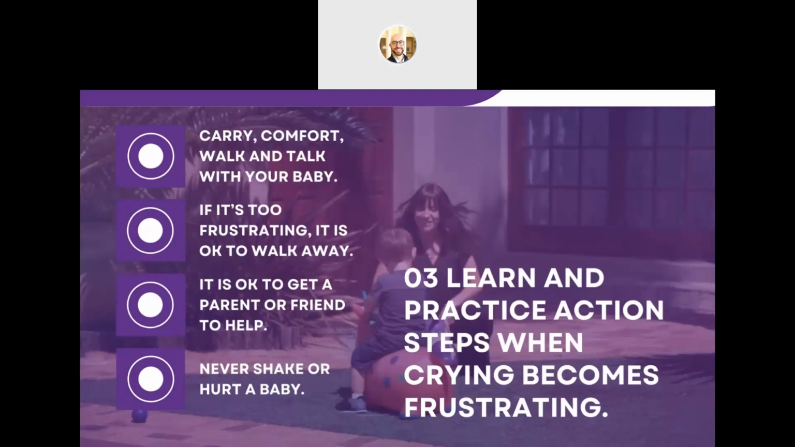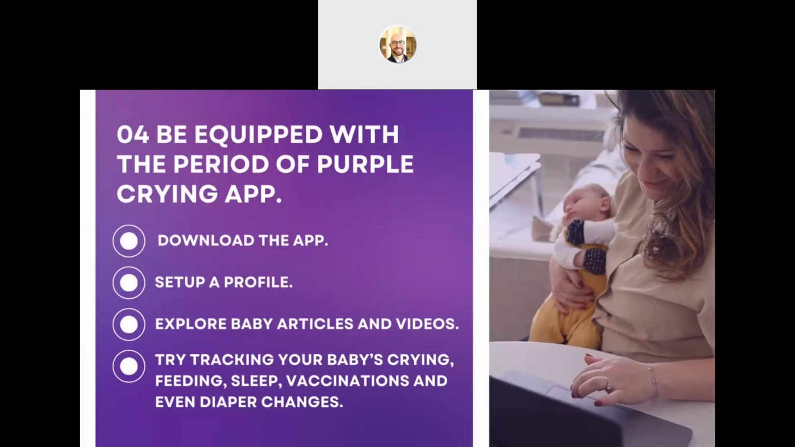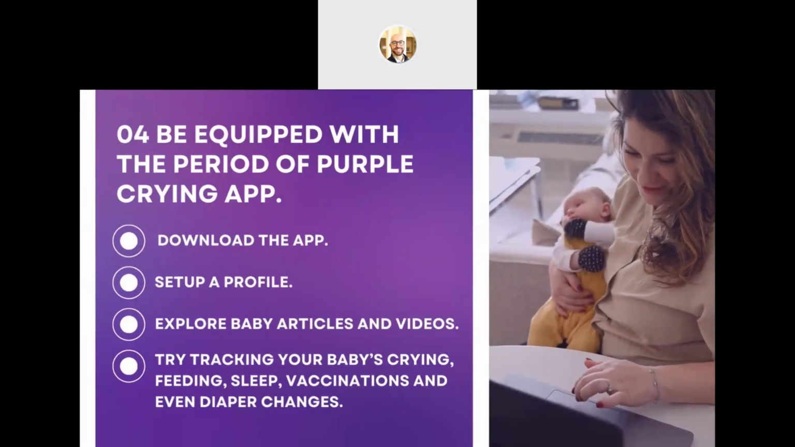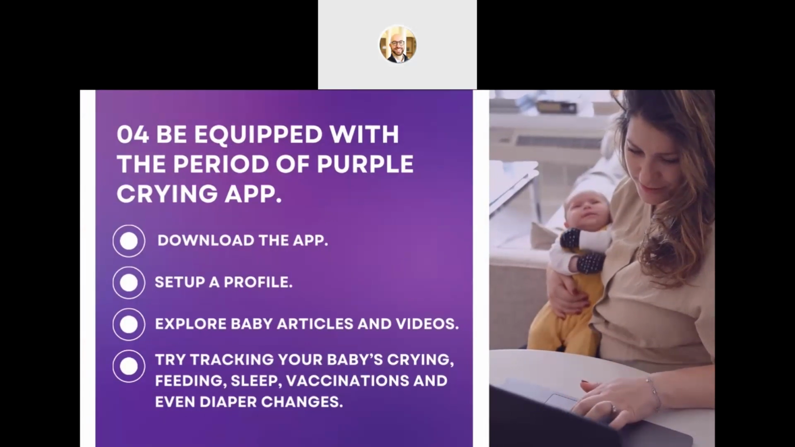Okay. And then number 4 is be equipped with the Period of Purple Crying app. Pretty straightforward, right? Downloading the app with them. So downloading it together, helping them set up a profile. Don't assume that they know how to. They probably do if they're younger, but they may not. Exploring with them the app and showing them, hey, this is how you access the articles and some of the resource videos. You don't have to watch those with the family, but showing them how to use it is what this goal is really about. And then opening up the tracking sections and showing them how to use that.